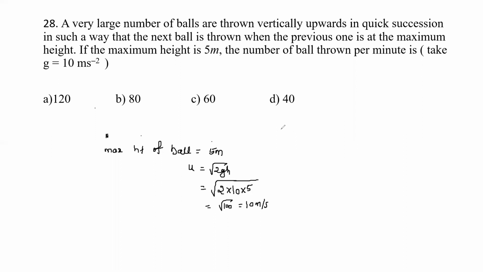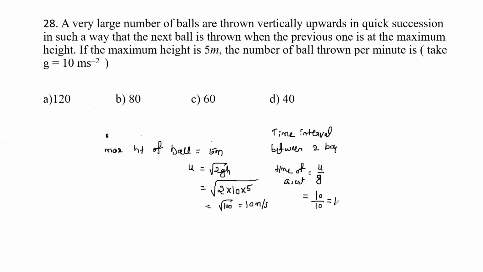They have asked you the time interval between two balls. That is nothing but time of ascent. So in motion in a plane, we will come across one formula for time of ascent. It is u divided by g. That is equal to u is 10. Acceleration due to gravity also I'm taking it as 10. So 10 by 10 is how much? It is 1 second.